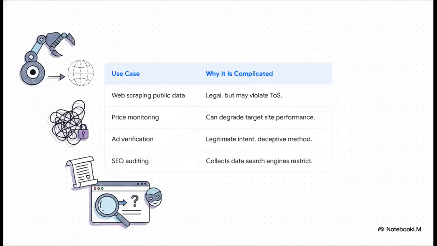Simple as that. But now, let's wade into the murky middle, the gray areas. This is where things get really interesting, and frankly, pretty complicated. Think about web scraping. A lot of the time, it's perfectly legal, but it might go directly against a website's terms of service. Or what about ad verification? That's where a company kind of pretends to be in a different location to make sure its ads are showing up correctly. The intent is good, but the method, it's a little deceptive, right? This is where that context and impact stuff really starts to matter.